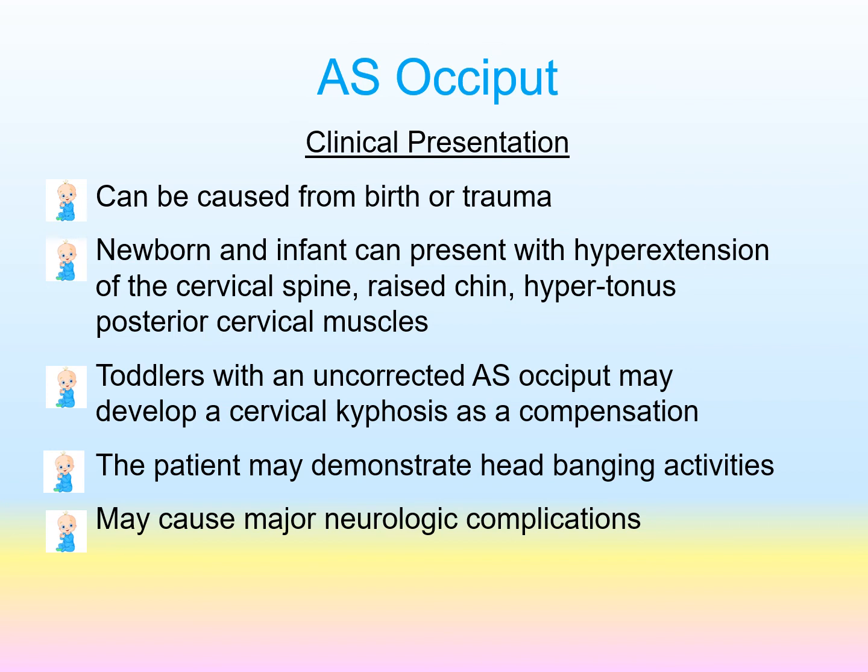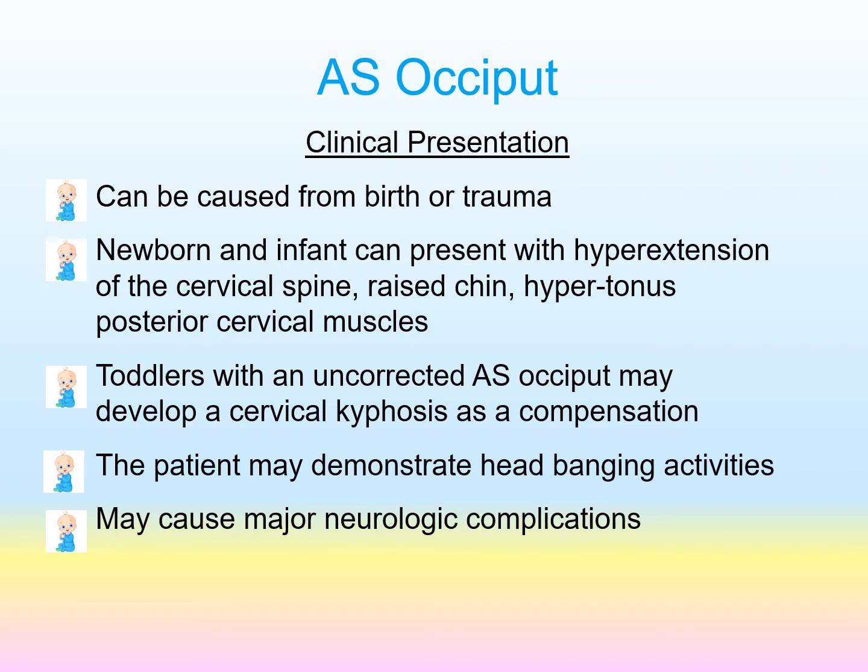A toddler with an uncorrected AS occiput may develop a cervical kyphosis as a compensation, because if they're stuck in the extension position of occiput in the AS, they will compensate by bringing their cervical spine into a kyphotic curve to bring their eyes level with the horizon. This could lead to long-term compensatory changes in the spine.